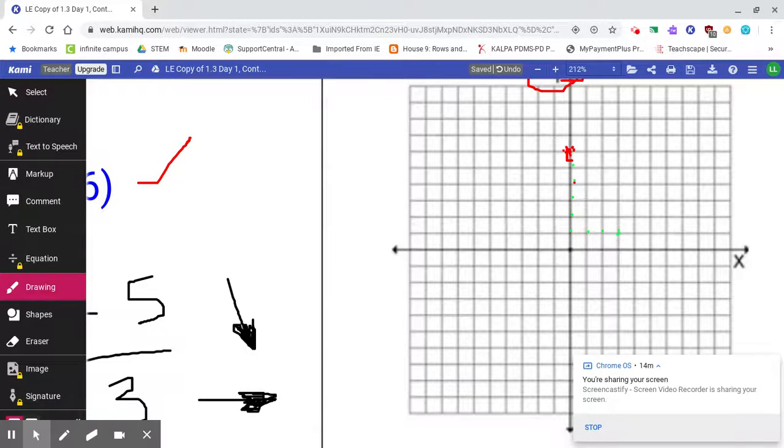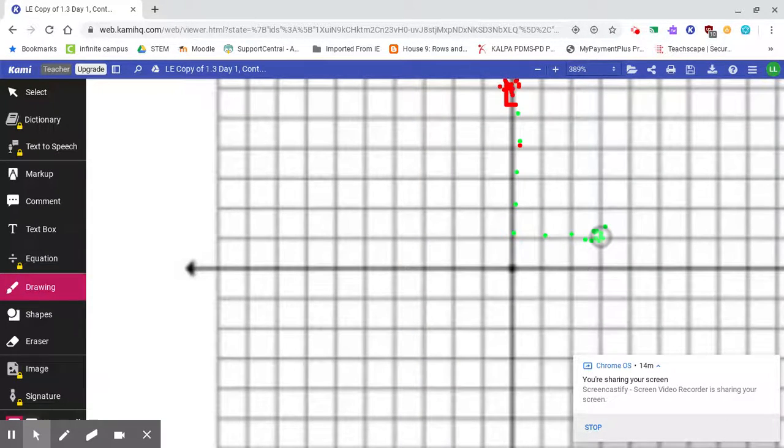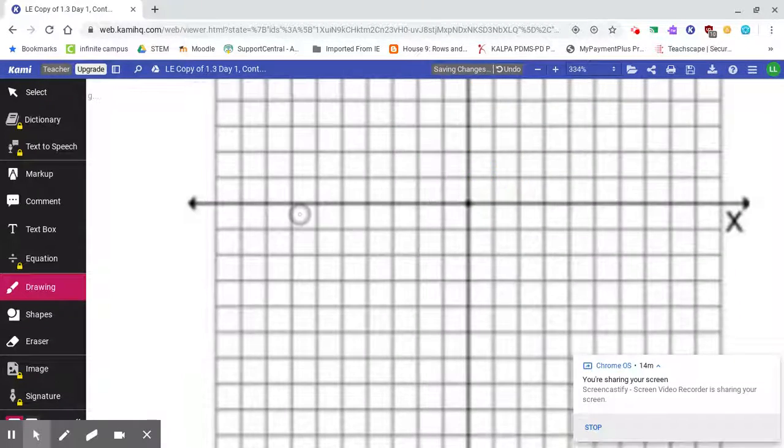Can you make that larger for me? Right there. I have to zoom in a bit or else it won't let me. There we go. Let's try this one more time. Down 5 spaces. 1, 2, 3, 4, 5. To the right. 1, 2, 3. We found our landing spot. Okay.